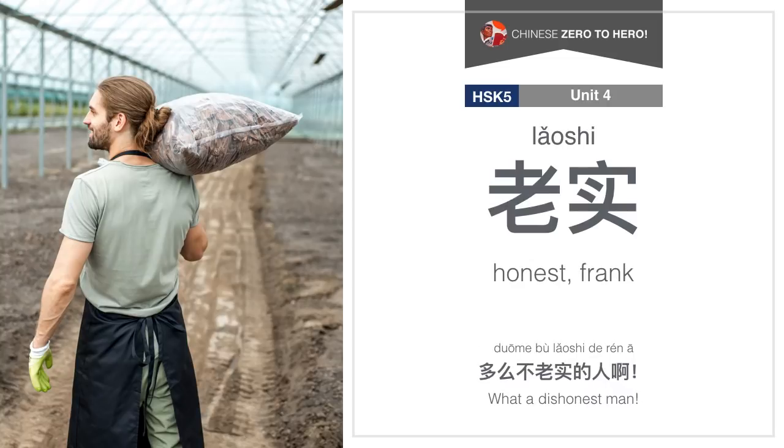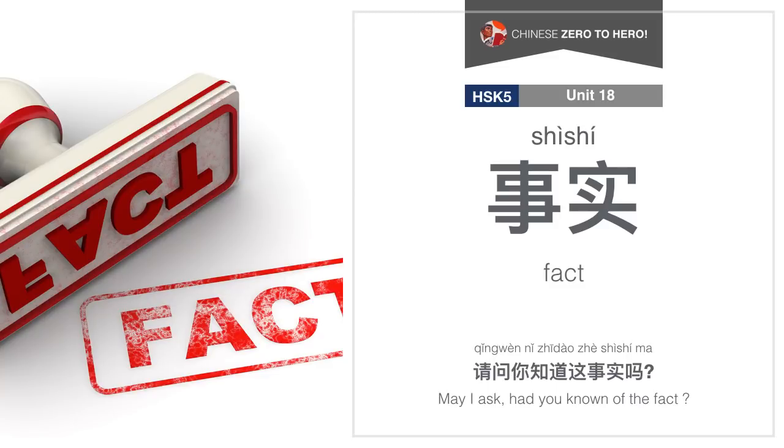And in HSK 5, we also learn 老实, meaning honest or frank. Notice that sometimes 实 with the second tone is pronounced with a neutral tone like 是, 老实. 多不老实的人啊 What a dishonest man. In HSK 5, we also learn 事实 meaning fact. 请问你知道这事实吗 May I ask, had you known of the fact?